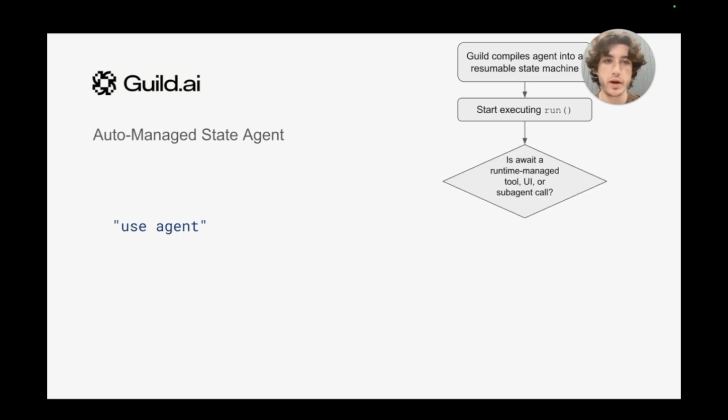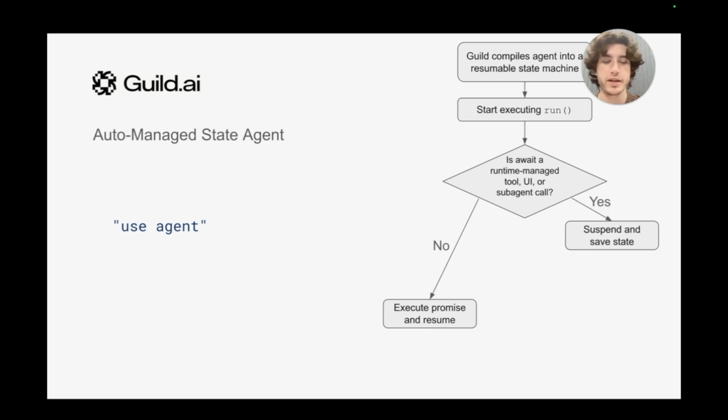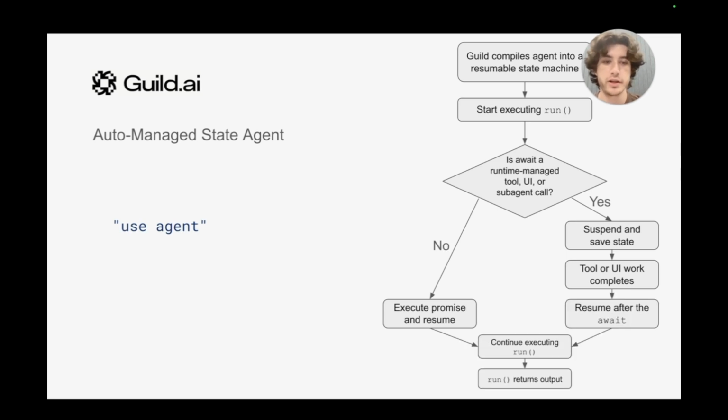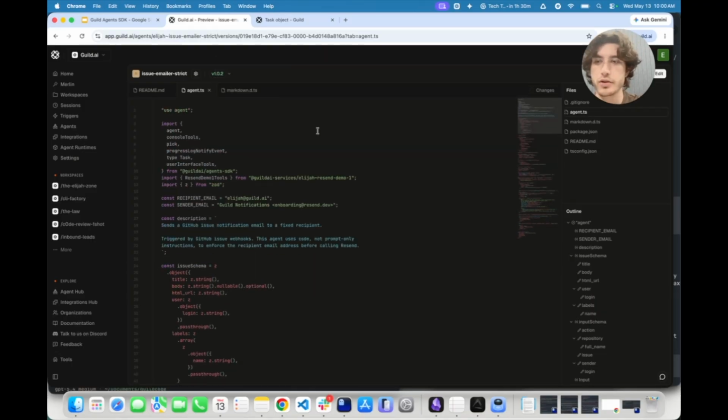And for each await in that asynchronous run function, it's going to ask, is this a runtime managed tool, UI, or sub-agent call, anything that's going to suspend the agent for a while? And if not, it'll just continue, execute your promises, resume as normal. If so, you will suspend state and you will save. It will be serialized. It will do that tool work, whatever it needs to do, and then deserialize. It will resume after that await and then continue running through the function until it returns some output. So simple as that.